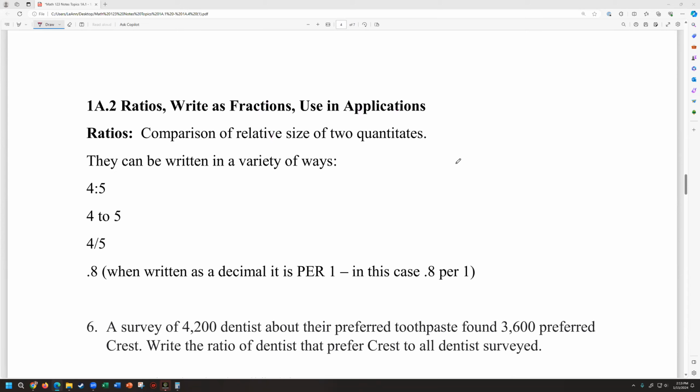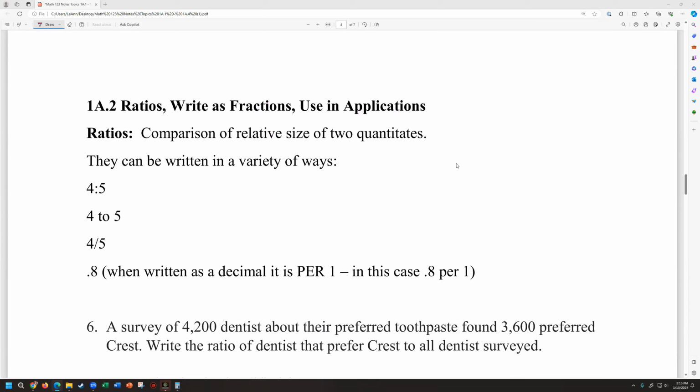So the second part we needed to do for this missed class is the 1A.2 section. It's pretty short, it's only 1 page. And then that'll be everything you need for us to start our 1A3, 1A4 notes for class on Wednesday. So ratios, writing as fractions, and using an application.